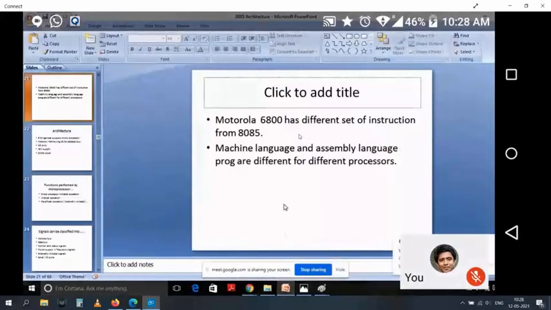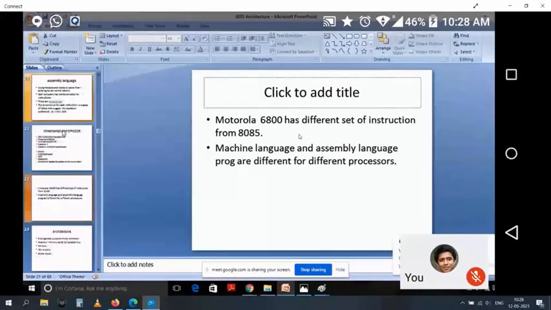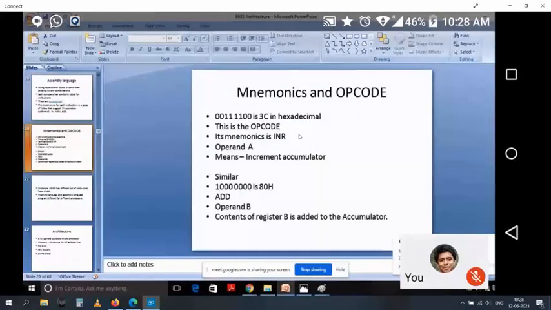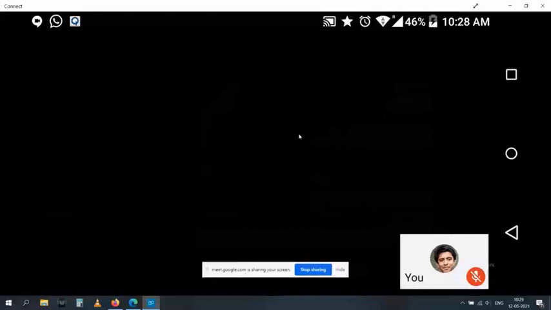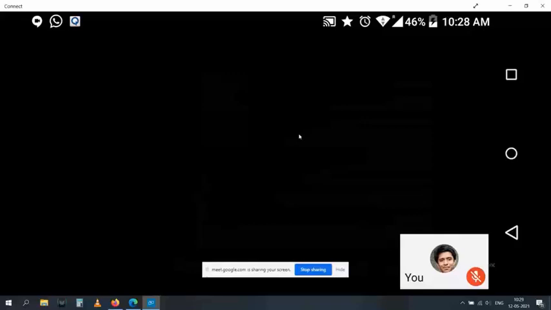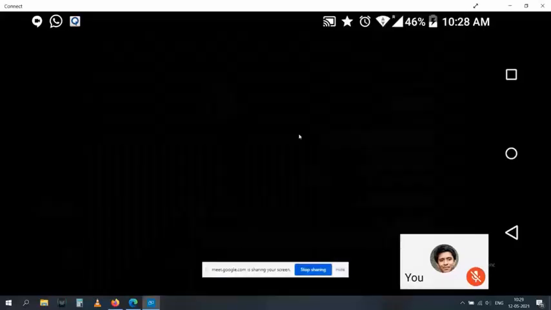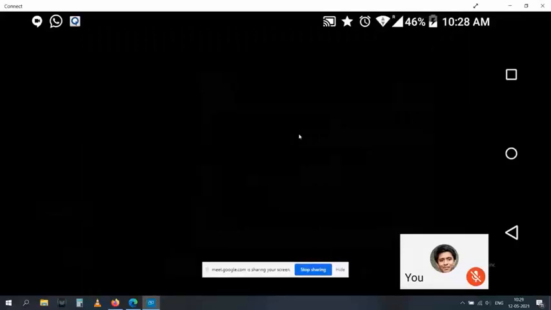So this machine language. Ma'am, can you please go back to the previous slide? Yes, tell me. As you said, 3C here is the opcode, right? And that corresponds to INR in the first example. INR, yeah, it is the mnemonic. It is actually the opcode, right? But we are writing 3C instead. Yes. Okay, so understand.